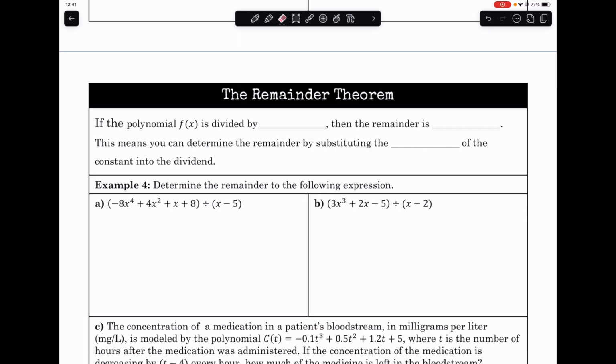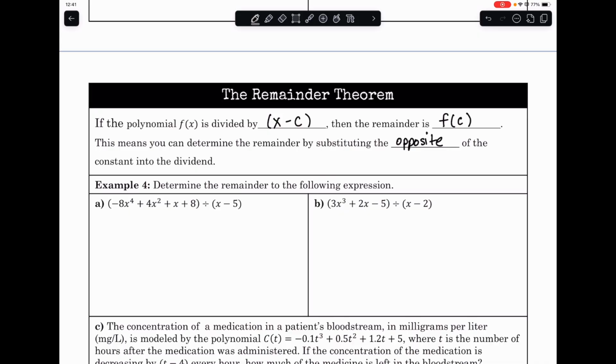Now, the remainder theorem states that if a polynomial function f of x is divided by a factor, or divided by a value of x minus some constant c, then the remainder of this division is going to be equivalent to the value of our function at the opposite of that constant. So what this means is you can determine specifically the remainder by simply substituting the opposite value of c, of the constant, into the dividend.